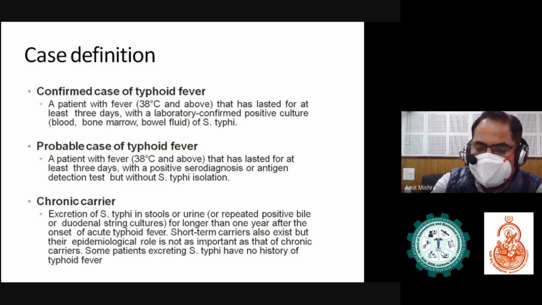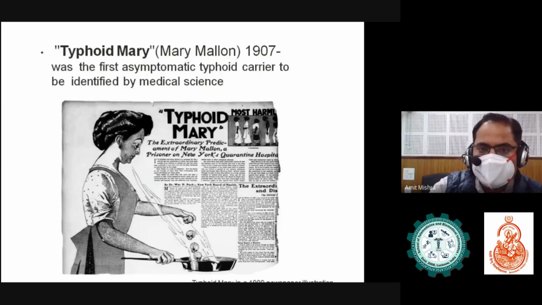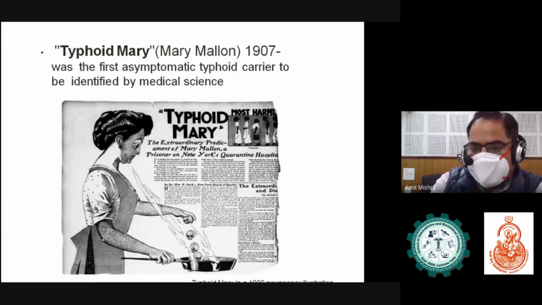Some important patients excreting Salmonella typhi have no history of typhoid fever. We can say that some of the chronic carriers never present with a fever. So these patients excrete typhoid bacteria, but never have symptoms. A famous example is Typhoid Mary, the first asymptomatic typhoid carrier to be identified in medical science. She worked in a restaurant and was responsible for an outbreak of typhoid fever in New York.